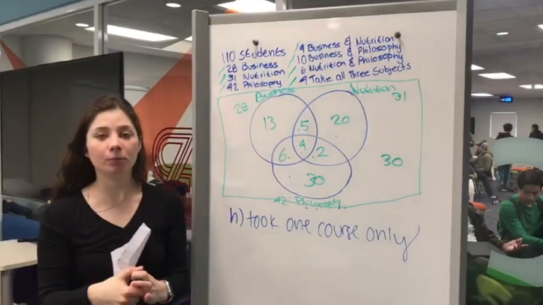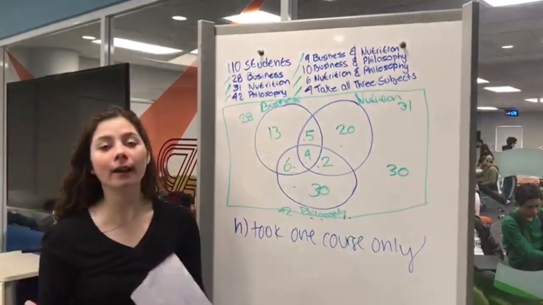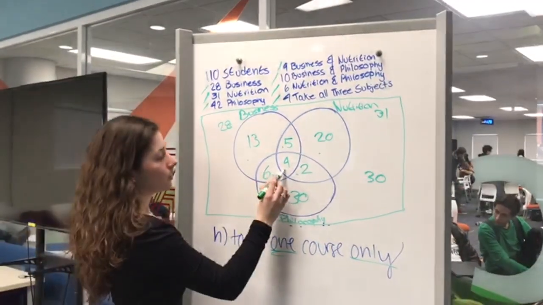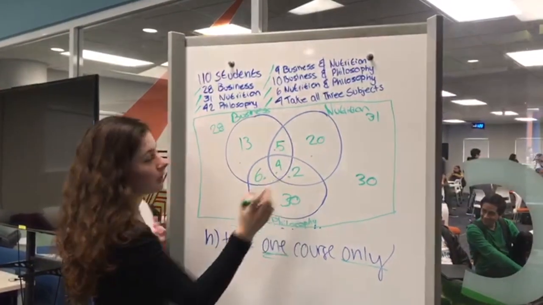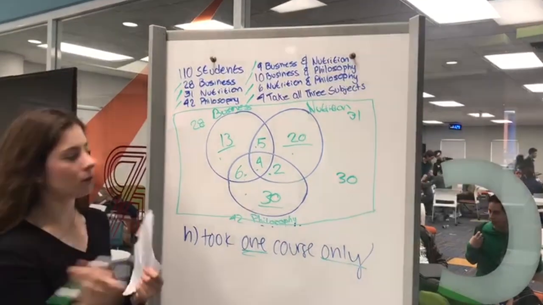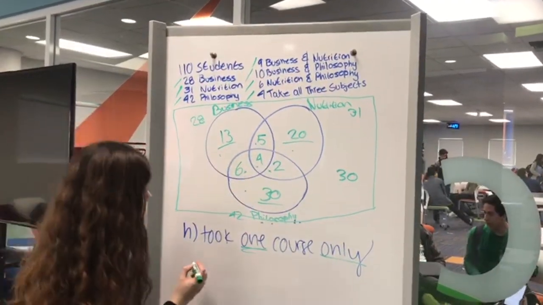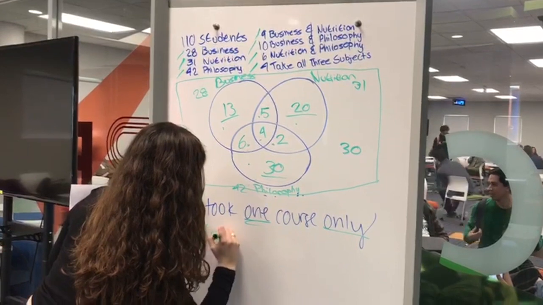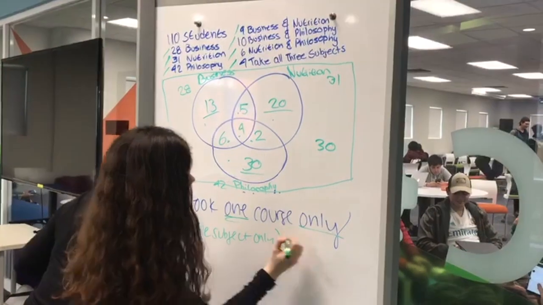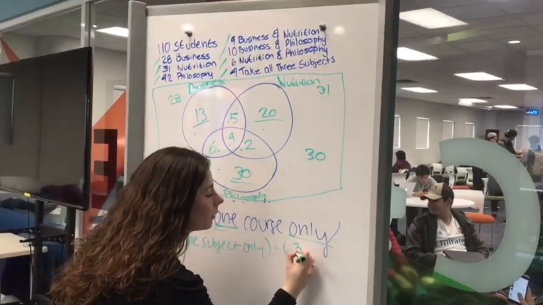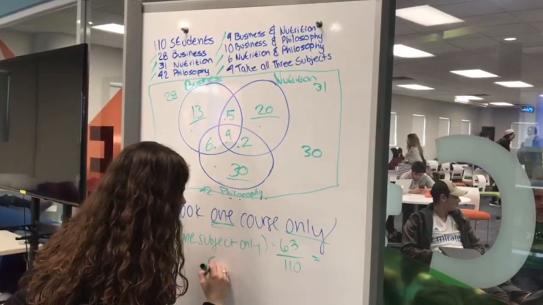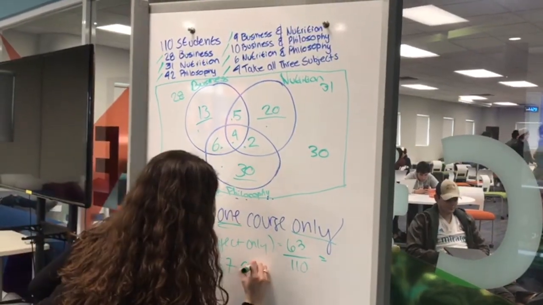The last problem, problem H, says that we have to find a student that has only taken 1 course only. So this student has taken 3, this student has taken 2, and these ones, 13, 20, and 30, only take 1. So we will add 13, 30, and 20, and we will have 63 out of 110, which is also equal to the probability of 57.27%.